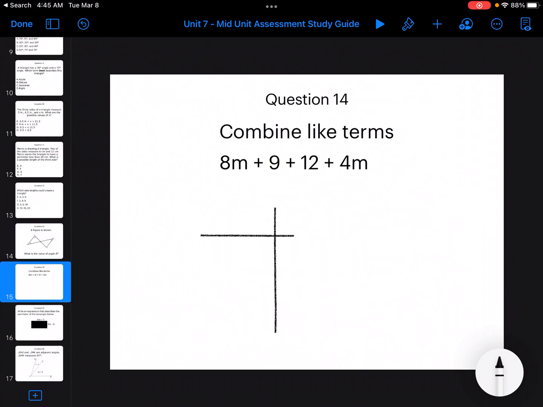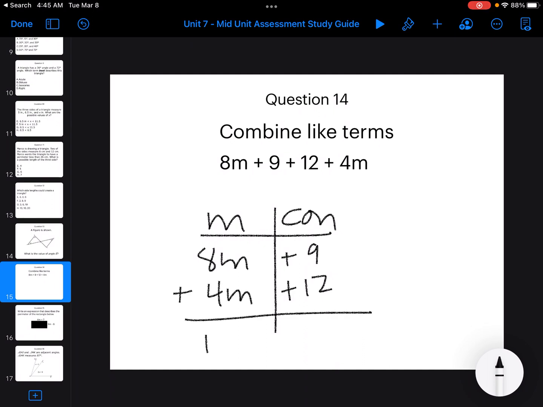You want us to combine like terms. So I have 12m plus 21.